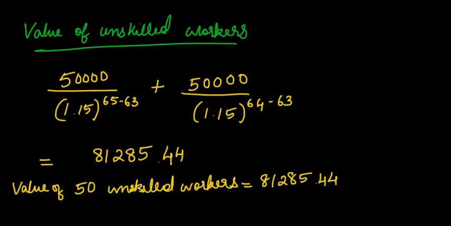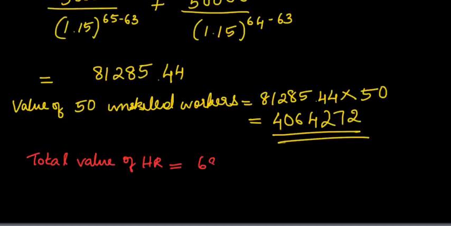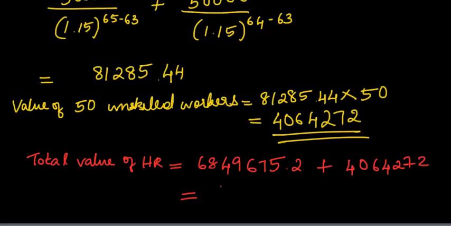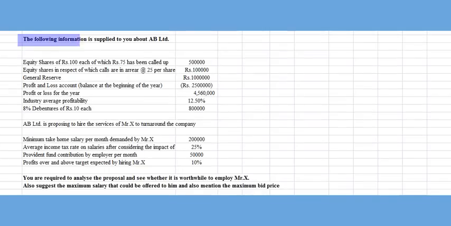Hence, the total value of unskilled workers is 40,64,272. Adding both the values of skilled and unskilled workers, we get the total value of human resources as 1,913,947.2. Now let us do just one more problem in order to cover 100% of question patterns that could come from this chapter. The following information is supplied to you by AB Limited.